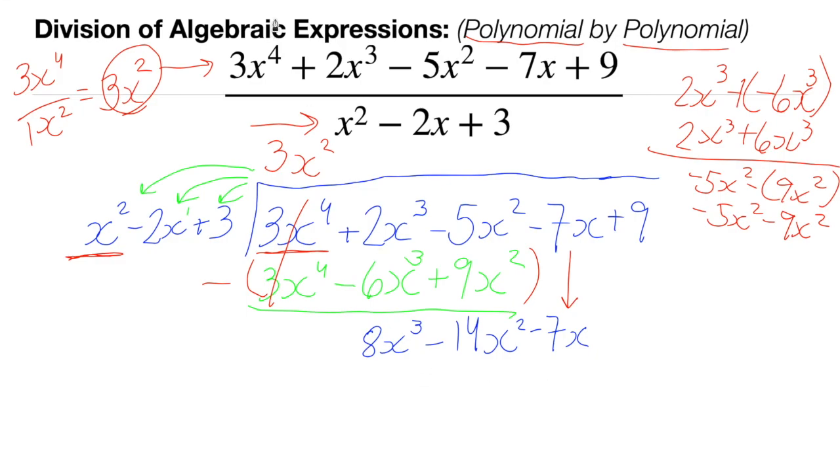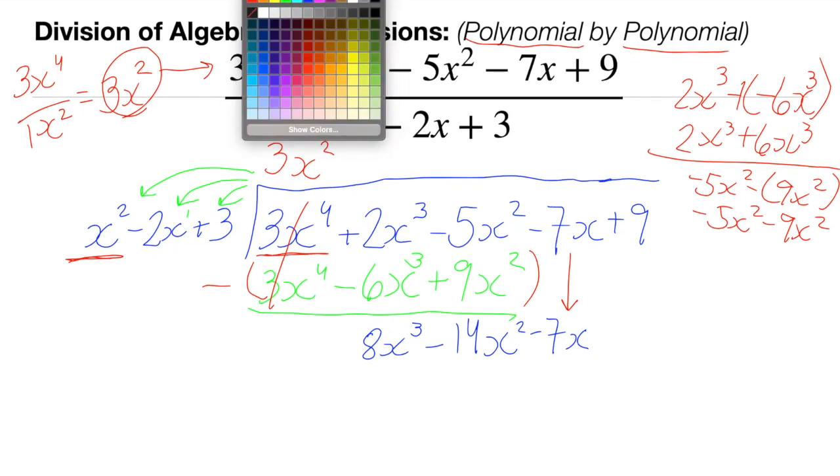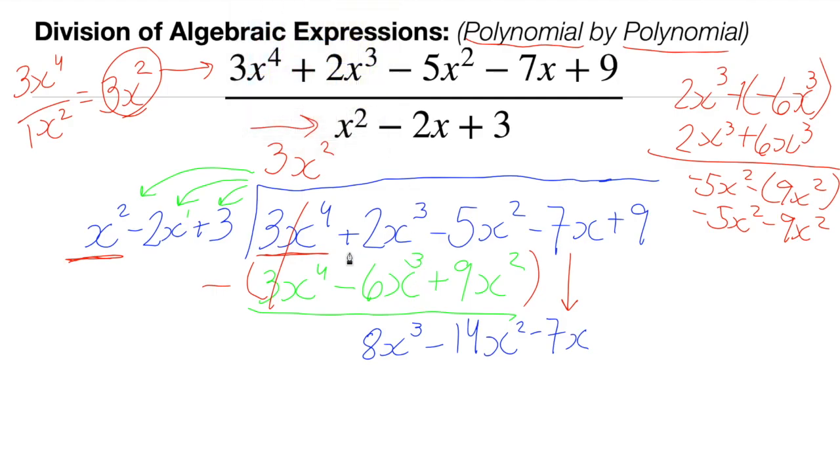Okay, and then the next thing that we need to do is to divide 8x cubed by x squared. Again, divide 8x cubed by x squared. So in our heads, we'll be imagining 8x cubed over x squared. So what's the answer?